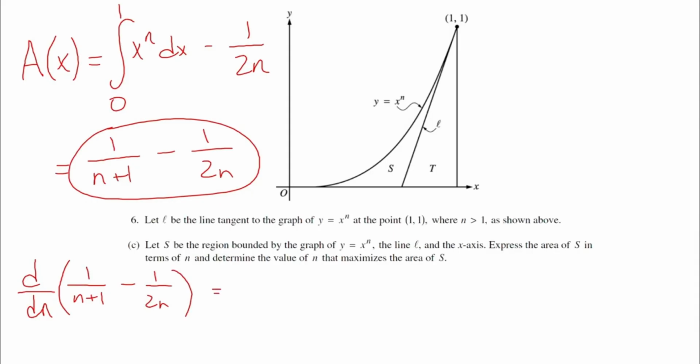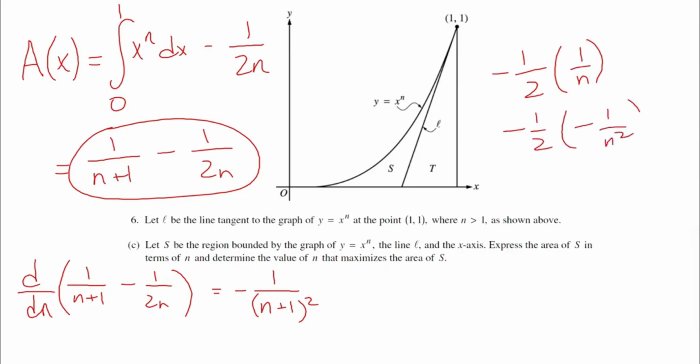And so the derivative of 1 over n plus 1, that's like n plus 1 to the negative 1. So it's negative 1 times n plus 1 to the negative 2, or negative 1 over n plus 1 squared. And then the derivative of negative 1 over 2n, if you think about that, that's negative 1/2 times 1 over n. So just take the derivative of 1 over n, which is negative 1 over n squared, and keep the negative 1/2 out there. So that just becomes plus 1 over 2n squared.